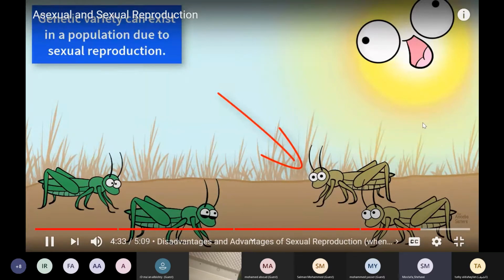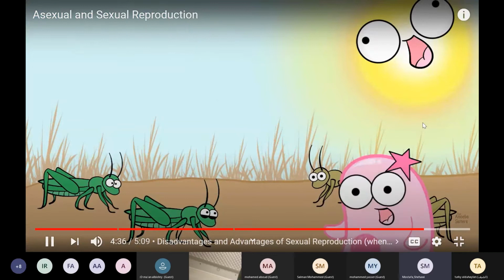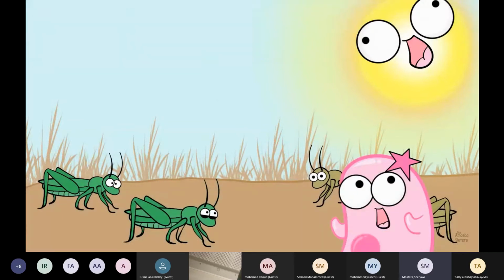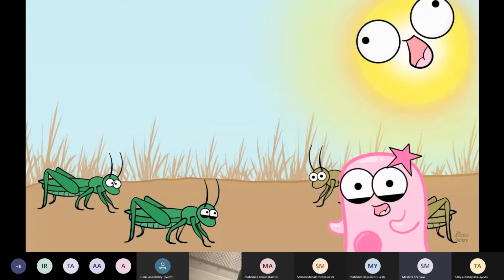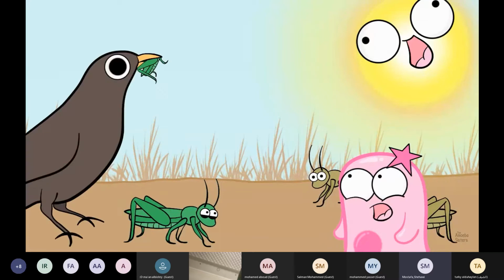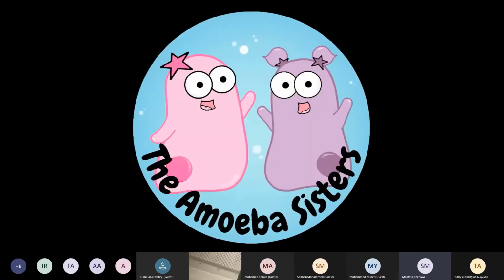Grasshoppers with the advantage potentially could have higher fitness. But see, that variation is present in the first place because of sexual reproduction. There are definite benefits that come with variety. Well, that's it for the Meet the Sisters. So in this video, we covered asexual and sexual reproduction, some types of sexual reproduction, and some differences between them.